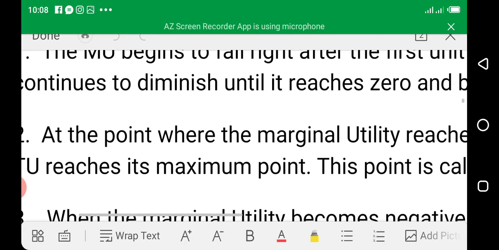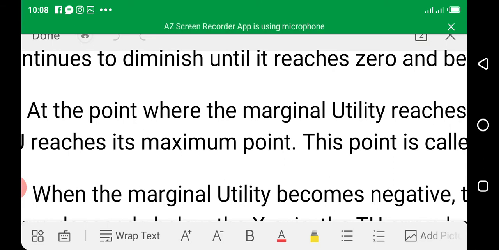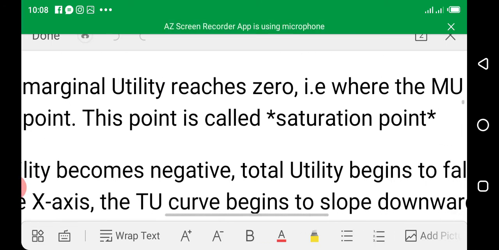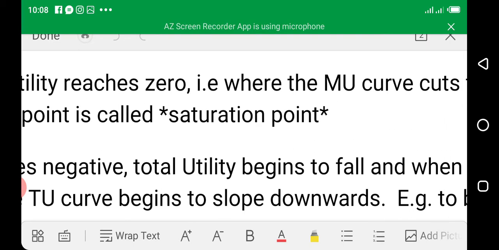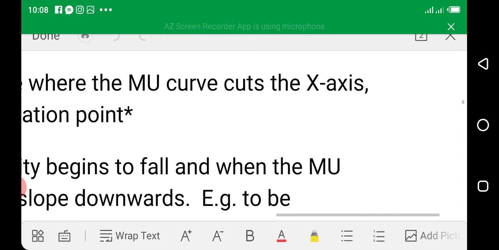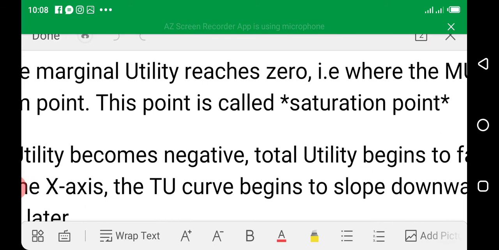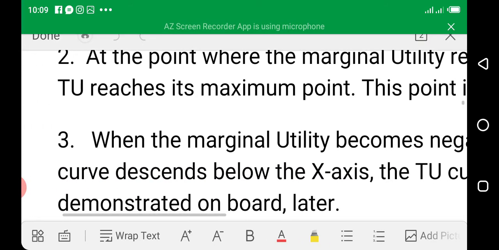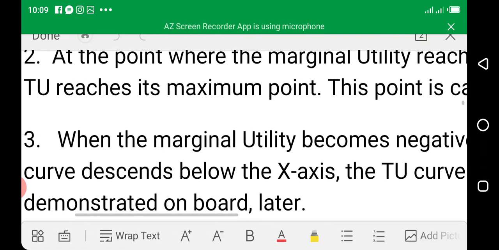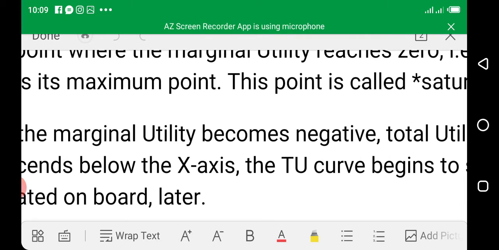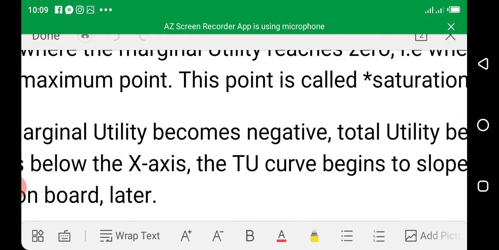Number 2, at the point where the marginal utility reaches zero, that is, where the marginal utility curve cuts the x-axis, then total utility reaches its maximum. It is then that the total utility will reach its maximum point, and the maximum point there is called the saturation point.